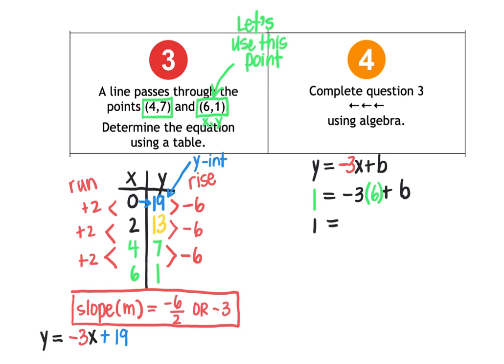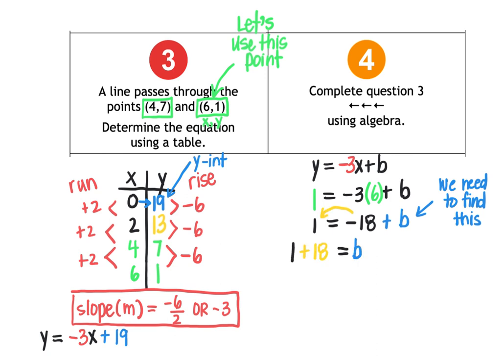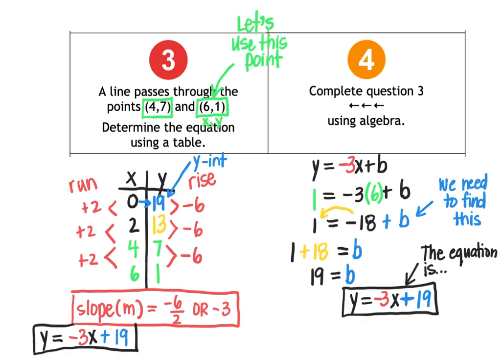Now we can simplify the -3 times 6 to be -18. We'll need to move that -18 across the equal sign to isolate b, and in doing so the -18 will turn to +18. This will leave us with 19 on the left-hand side and b on the right-hand side. So we have found our b value for our y equals mx plus b equation. So it will be y equals -3x plus 19, which is confirming what we found when we did it in the table for question number 3.